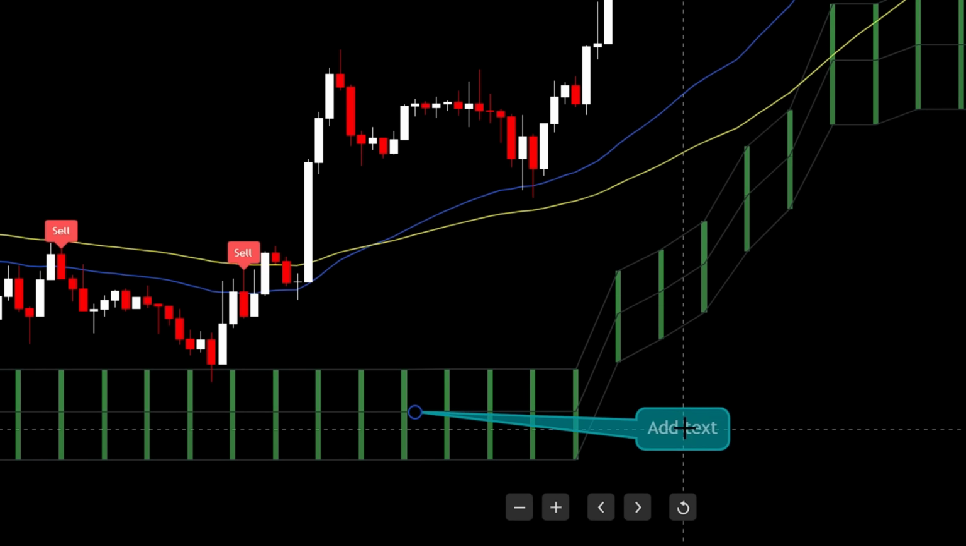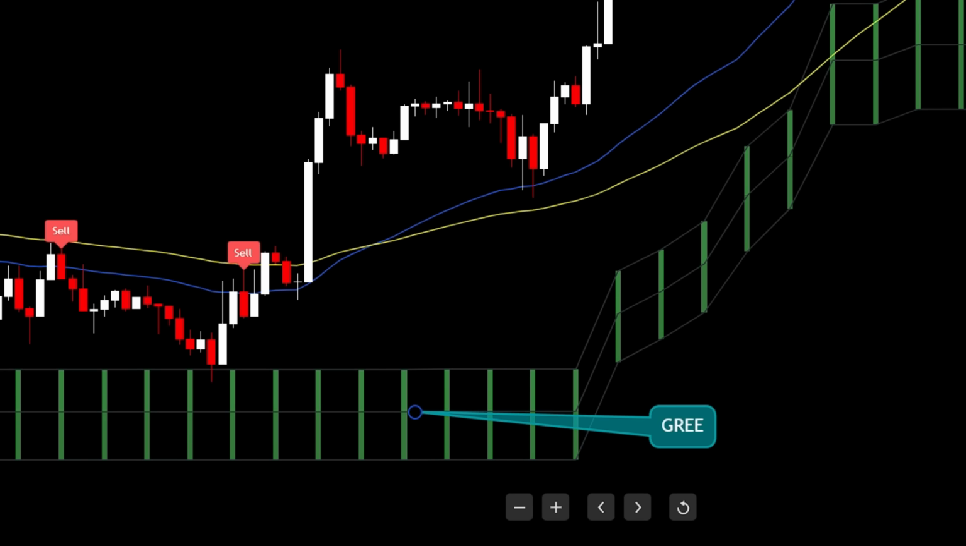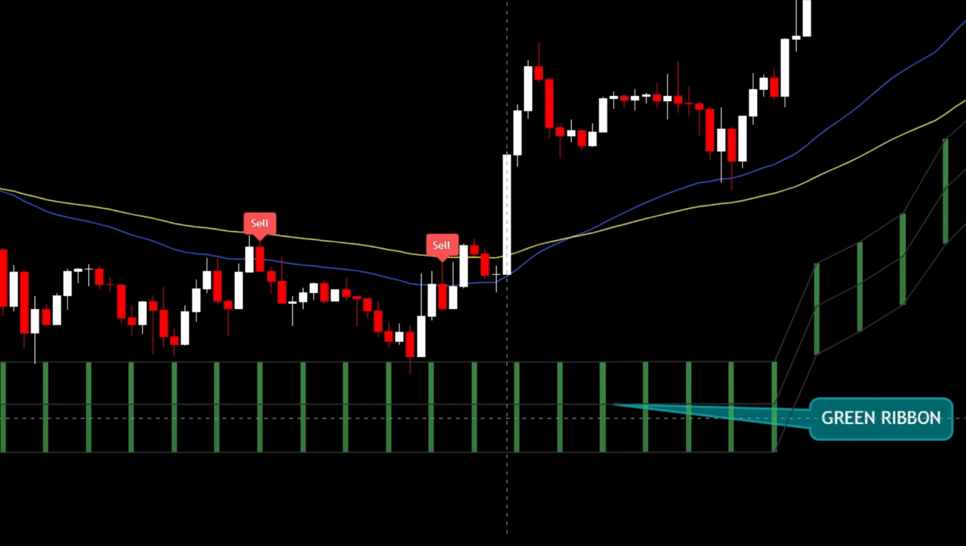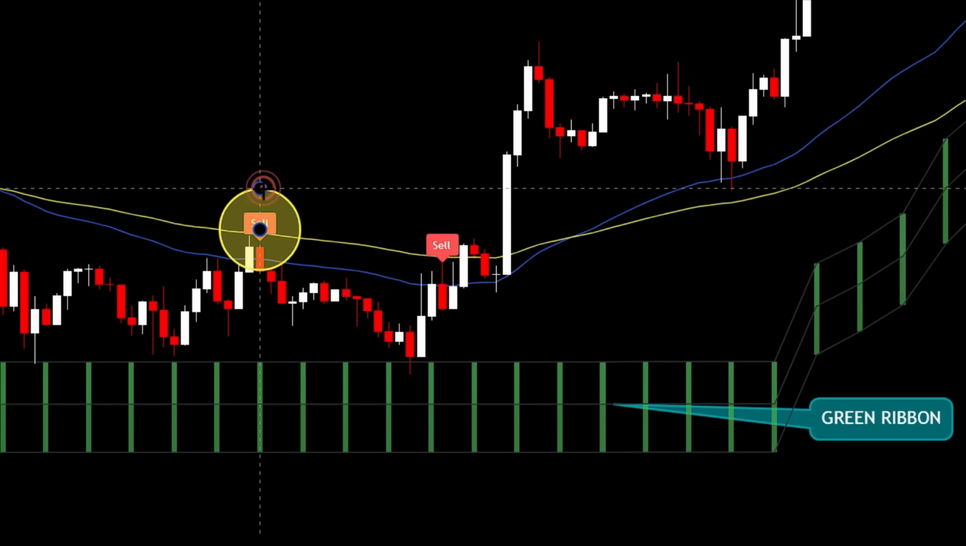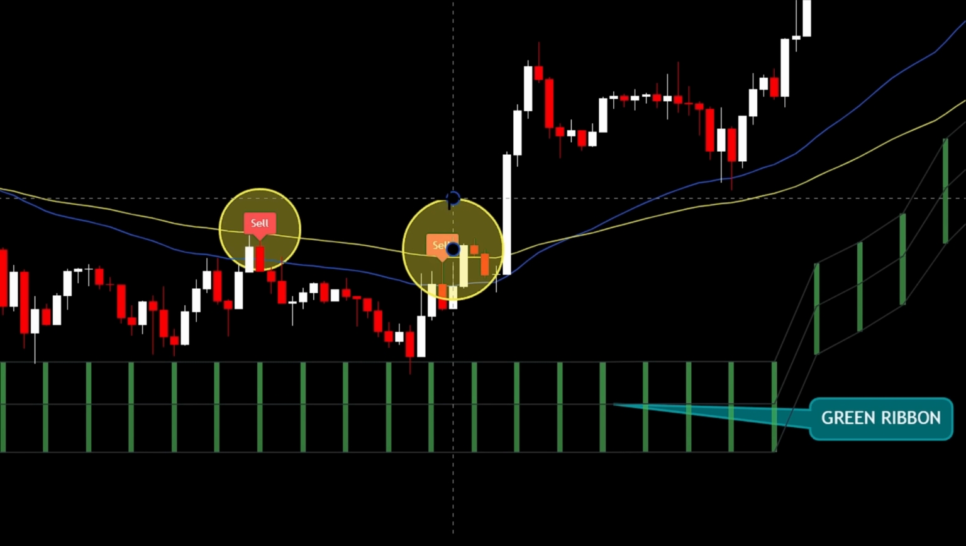And here's another chart. This time, the ribbon is green. That cancels out all sell signals because they go against the uptrend. Only the buy pullback signals matter here.